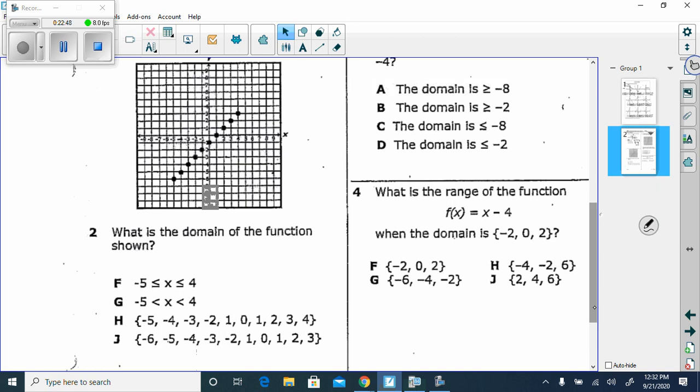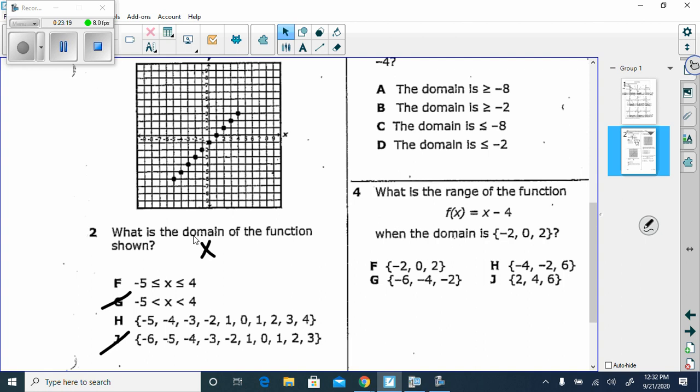Okay, number 2. They say, what is the domain? Domain is what value? For this graph. So what is the furthest to the left value for x on this graph? -5. So I can already eliminate J because it has -6. Okay? My circles, or my points, are filled in, so they would be included. So we can eliminate G.